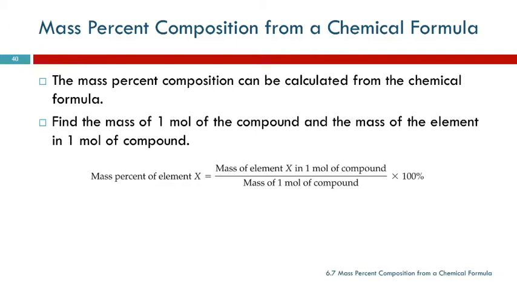So you can choose any sample size you want. And so what we're doing is choosing 1 mole of this, because it's easy. We can calculate the mass in grams of 1 mole, and we can calculate the mass in grams of an element in 1 mole of that compound. So here's the general formula for what we're doing.